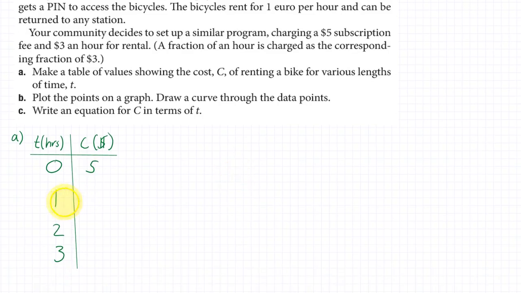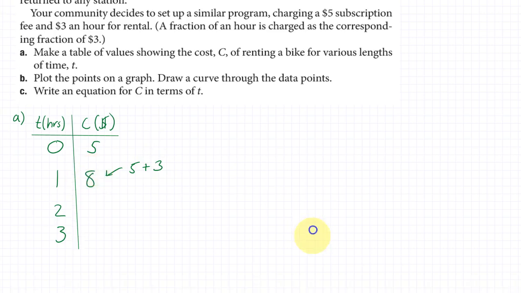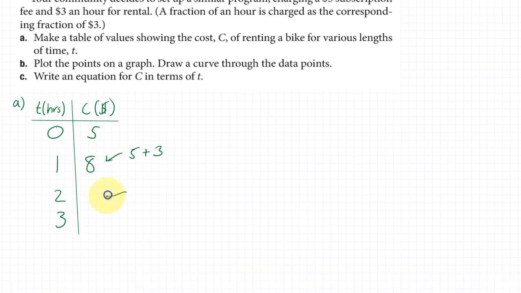Now, if you rent it for 1 hour, you're going to pay the $5 plus the $3 for 1 hour. So that's going to make $8. If you rent it for 2 hours, that's going to be 5 plus $3 for 1 hour plus $3 for another hour, which of course you could also write as 5 plus 2 times 3. It's the same thing, and either way, it's $11.